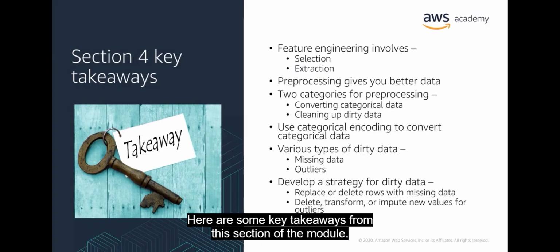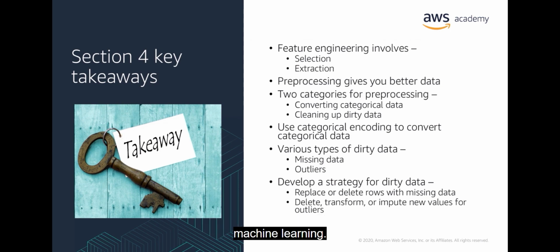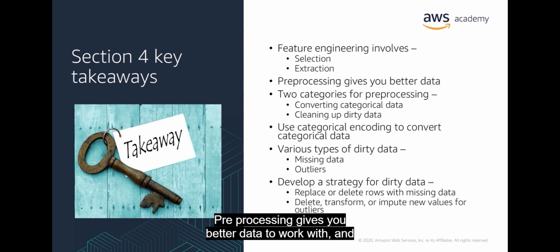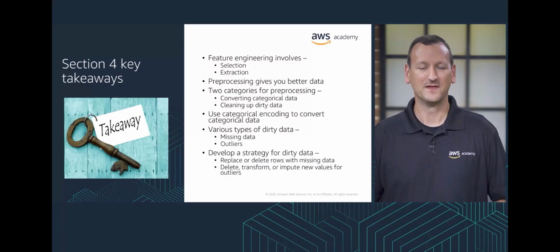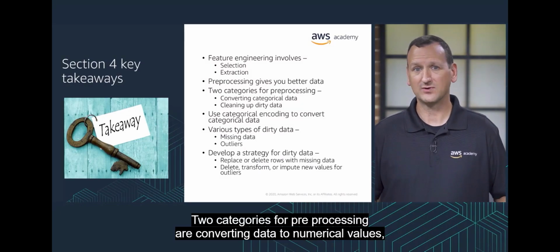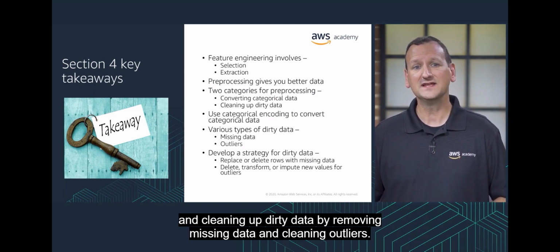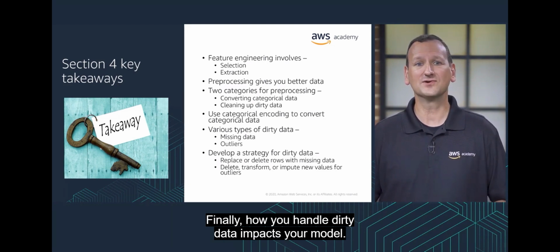Here are some key takeaways from this section of the module. First, feature engineering involves selecting the best features for machine learning. Pre-processing gives you better data to work with, and better data typically provides better results. Two categories for pre-processing are converting data to numerical values and cleaning up dirty data by removing missing data and cleaning outliers. Finally, how you handle dirty data impacts your model.